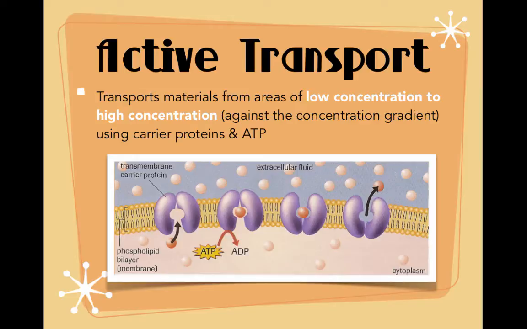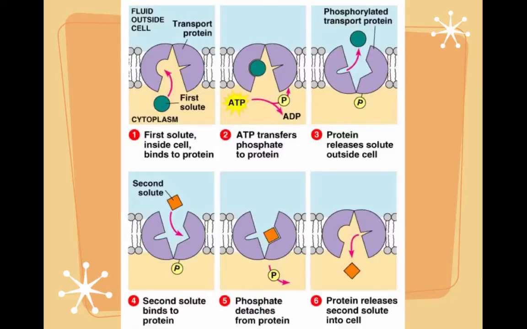With active transport, materials go from an area of low concentration to an area of high concentration against a concentration gradient using carrier proteins and ATP. You can pause the video to make notes of these diagrams. This here just shows how a solid can go from inside of the cell to out of the cell, and how a solid can go from out of the cell to inside of the cell.